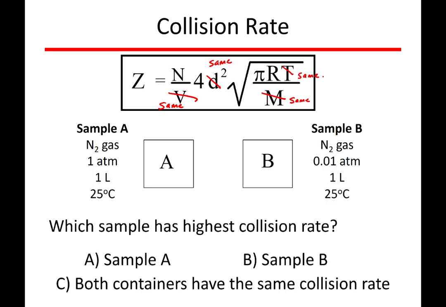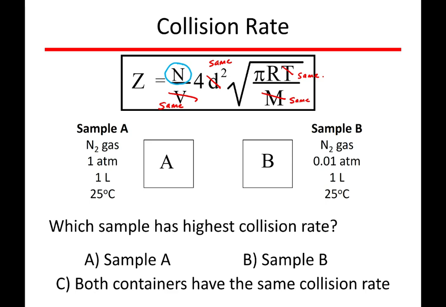Pi and R are constants. 4 is a constant, right? So who really cares about that? And you might be led to believe at this point, well, everything is the same, so maybe the 2 containers have the same collision rate. But there is still one more variable that hasn't been canceled out here, and that is the number of gas particles, because that is different here.